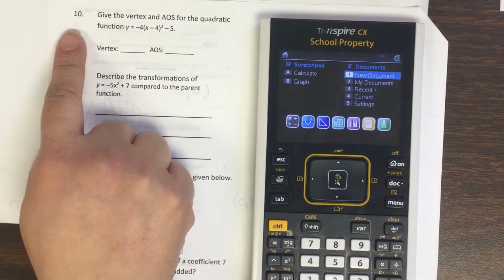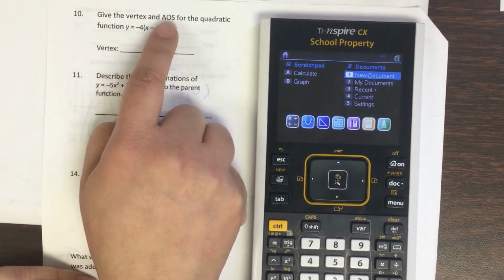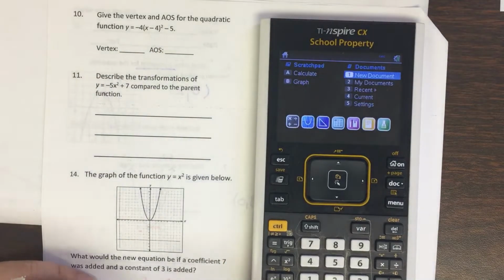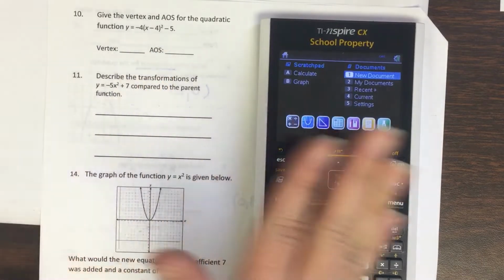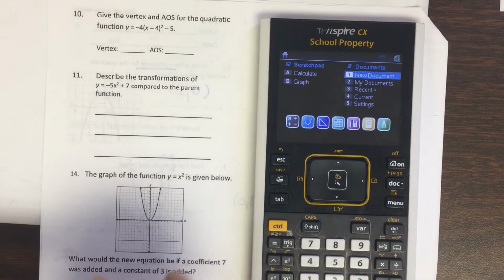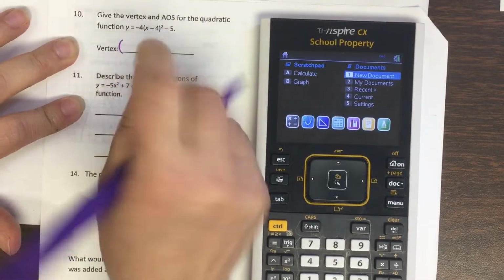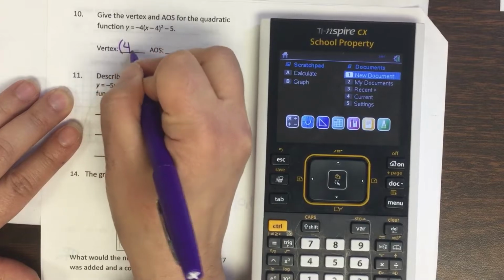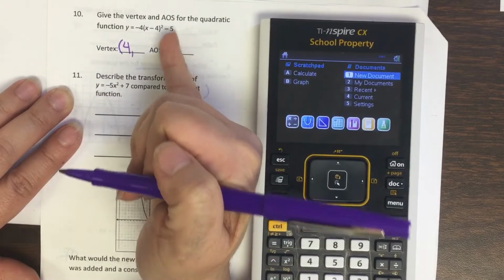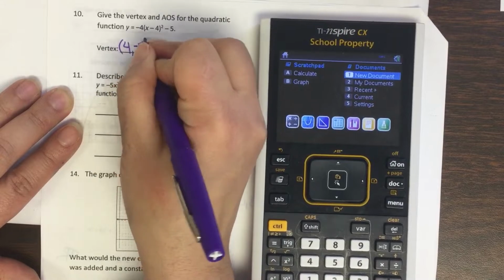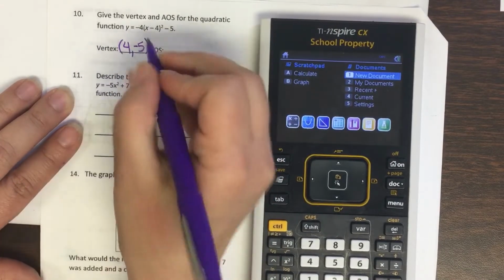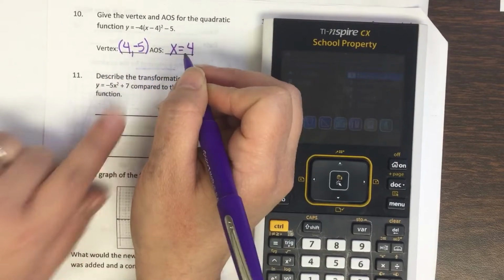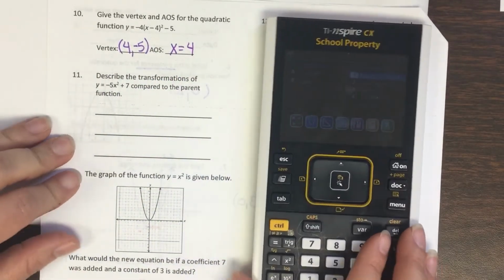Okay, so starting at number 10, it's asking us to identify the vertex as well as the axis of symmetry for this quadratic function. Now, this is written in vertex form, so I'm going to go ahead and stray away from the calculator. In vertex form, my x value is inside the parenthesis. Remember to always change the sign. So instead of a -4, I have a +4. My y value is that -5. Since I know my vertex, I know my axis of symmetry always starts off with x equals, and it is the x value of my vertex. You can always type it in the calculator to double check.